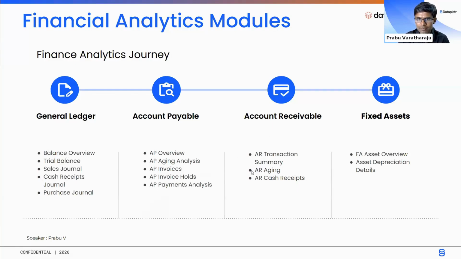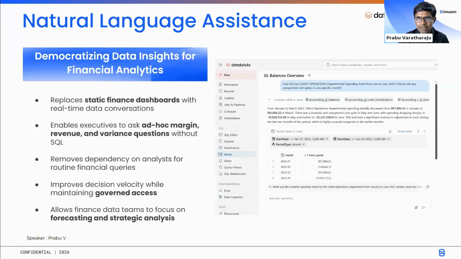Similarly, on the account receivables, we have the transaction summary, AR aging analysis, and the cash receipts analysis. Finally, on the fixed assets, we have FA asset overview and asset depreciation details. I'm going to run through some of these dashboards in the Databricks environment, the demo. I will also cover in the demo the natural language assistant, the Genie.